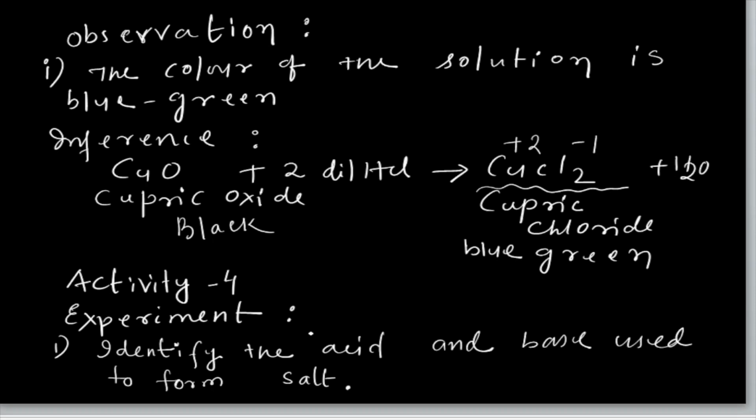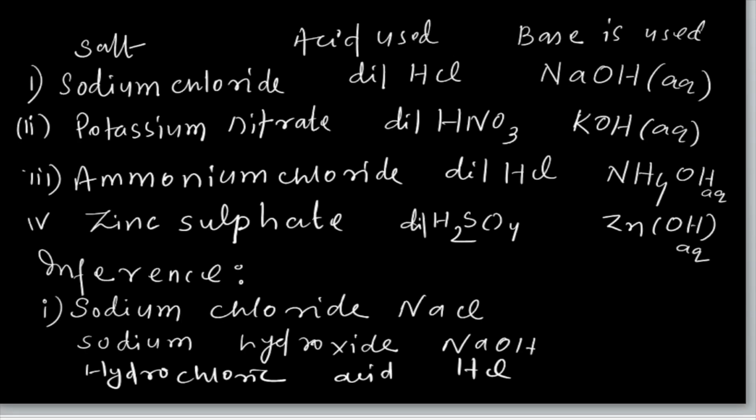Next, come to activity 4, the experiment that is given. Identify an acid and base used to form a salt. That means if you see the salt, you can identify it. You are sure that this is hydrochloric acid or this is sodium hydroxide. Any acid or any base you can identify when you see the salt.